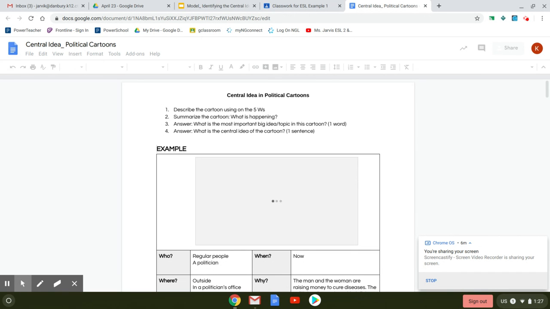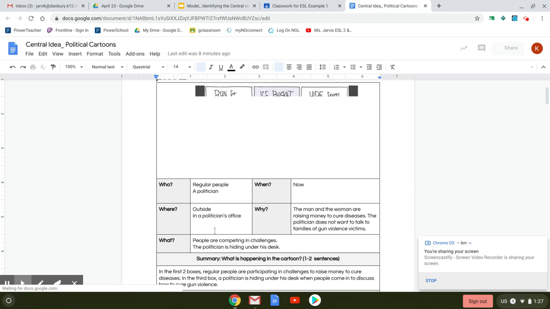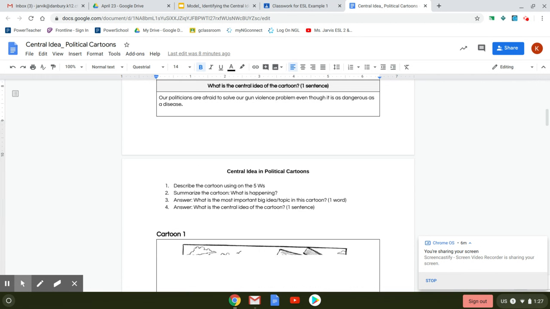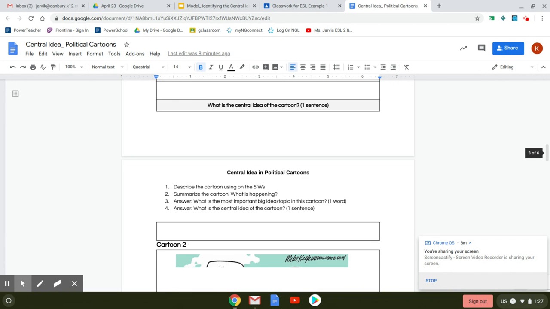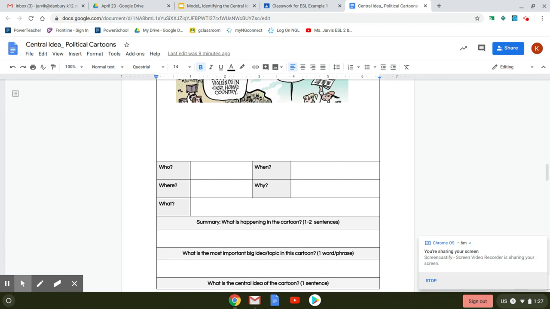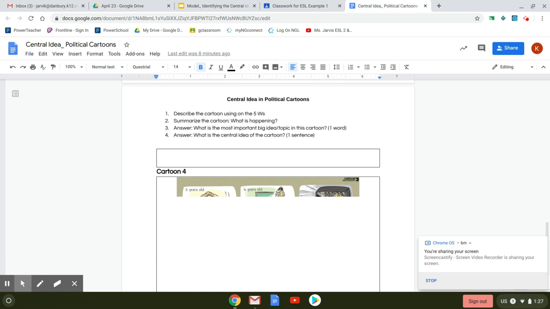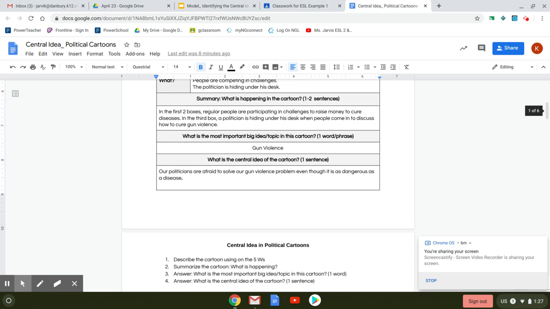So you'll see that you have a box. At the top will be the cartoon, and then we'll have these 5 W questions, the summary, and then the questions about the big idea and the central idea. So make sure you know that you've scrolled down completely. So we've got cartoon 1, we've got cartoon 2, we've got cartoon 3, and we've got our last cartoon, cartoon 4. Please make sure you analyze all 4 cartoons before you turn in the document.